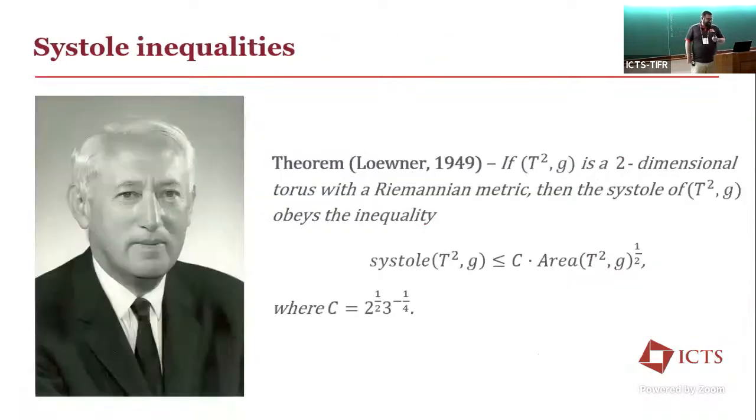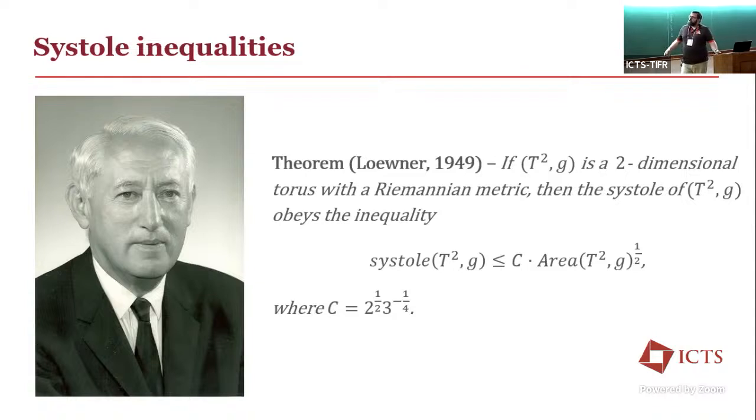All right. So the first big result in systolic geometry was in 1949 by Charles Loewner. He proved that if you have a two-dimensional Riemannian torus, its systole is less than a constant, which is explicit, times the square root of its area. And so technically, a student of Loewner's, I think his name was Pu, about 2 years earlier, defined systole, but for metric graphs. I think in graph theory, maybe it's called the girth of the graph. But this was the first big geometric systole result.